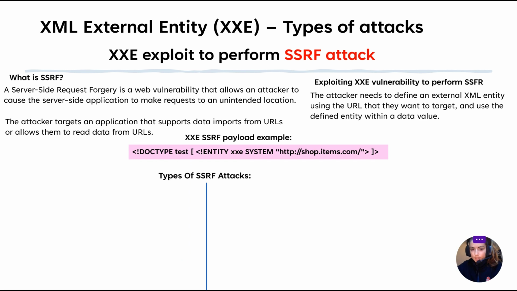There are basically two types of SSRF. The first one is against the backend, and the second one is a server attack. So this will be the local one, and the backend one. It means that the application has a trusted relationship with some backend servers, and I will show you an example of what I mean by this.